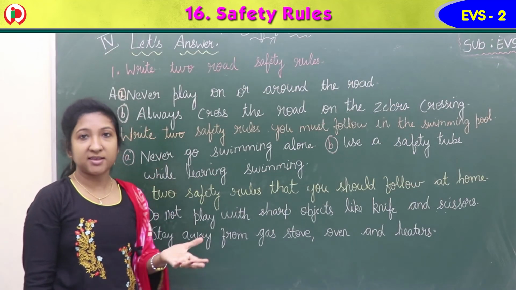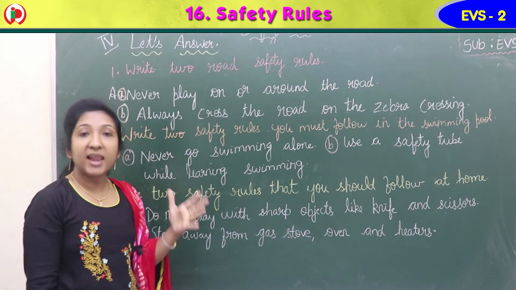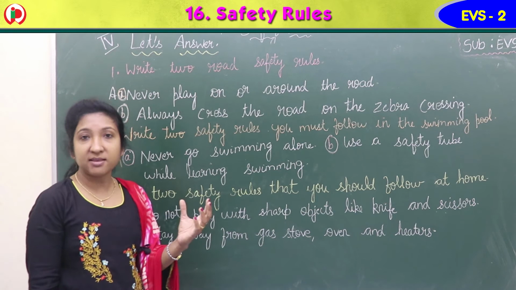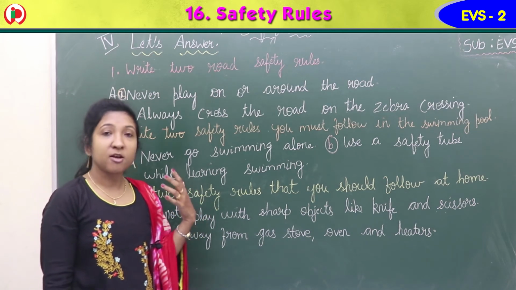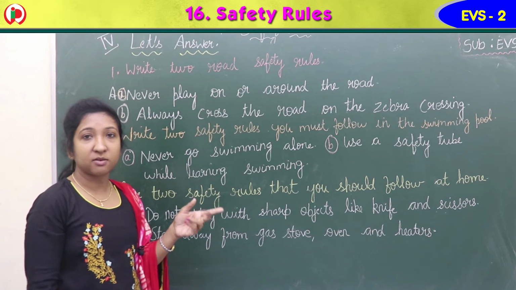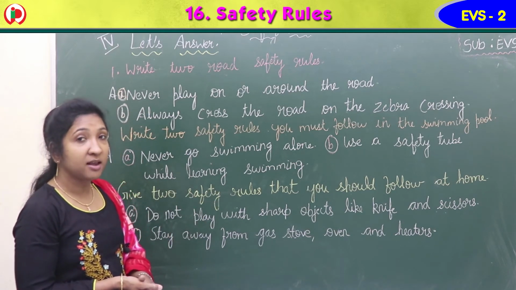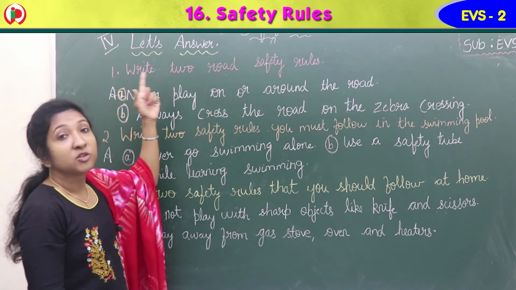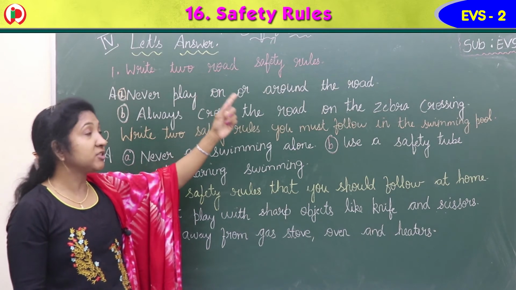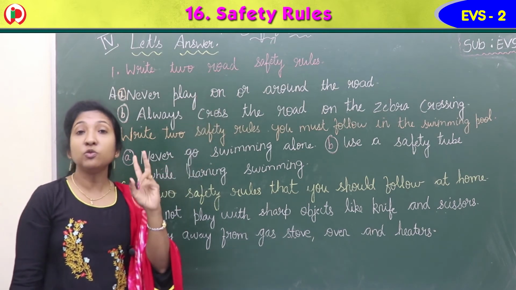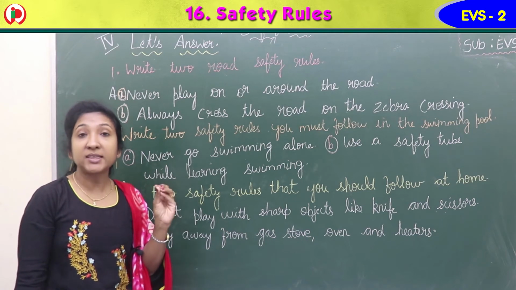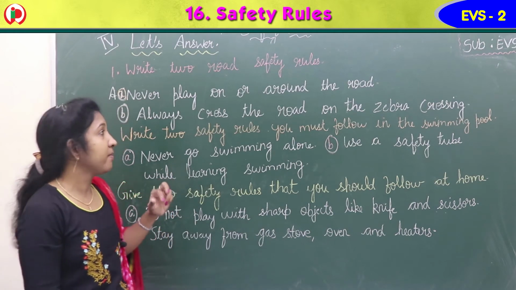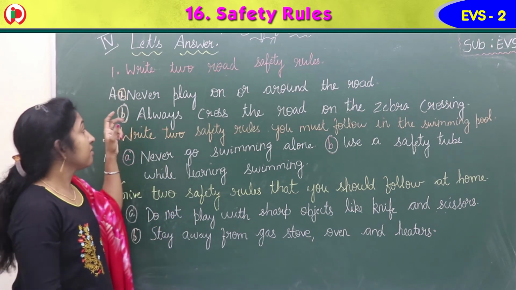Children, our next exercise 4. Let's answer. So 3 questions are given. You have to answer those questions. Okay. So let's see which is the first question. Can you read the first question, children? Along with me, just read. Yes. First one. Write 2 road safety rules. What are the safety rules you should remember when you are on the road? Answer. So 2 we have to write.